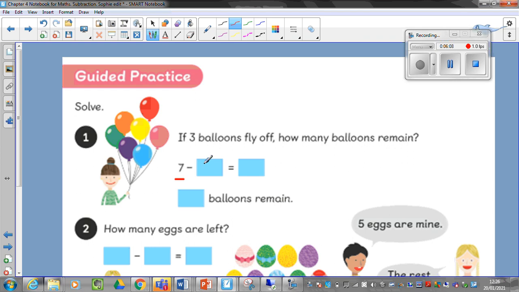7 take away 3 equals, now if you need to use your number line to work it out, please do, or your cubes, absolutely great, or if you've got another method that works for you, work it out for me and come back now. 7 take away 3 equals 4, so 4 balloons remain.